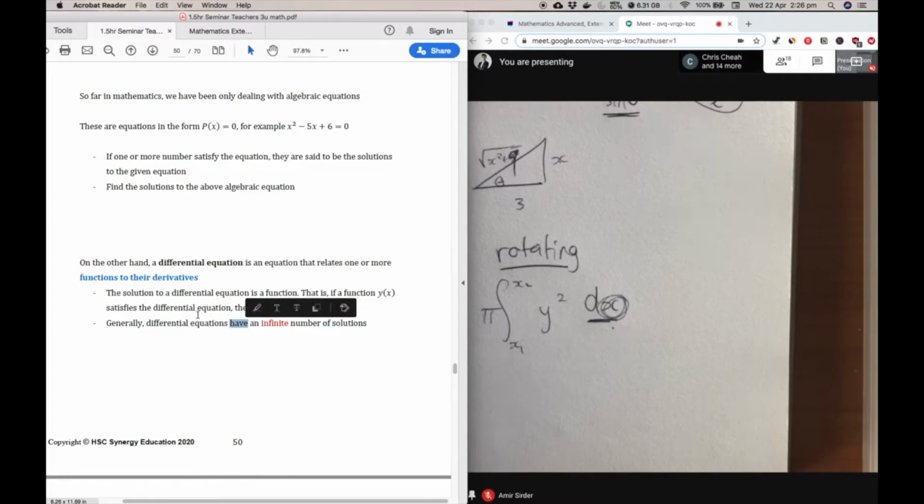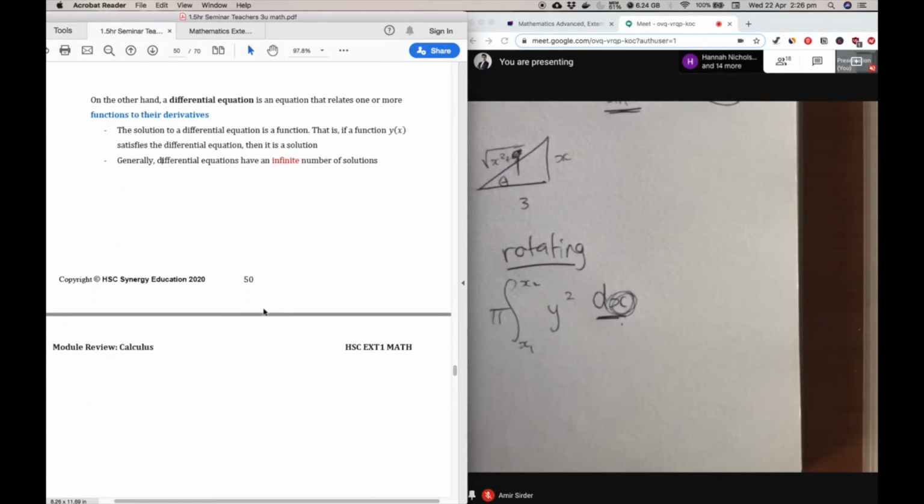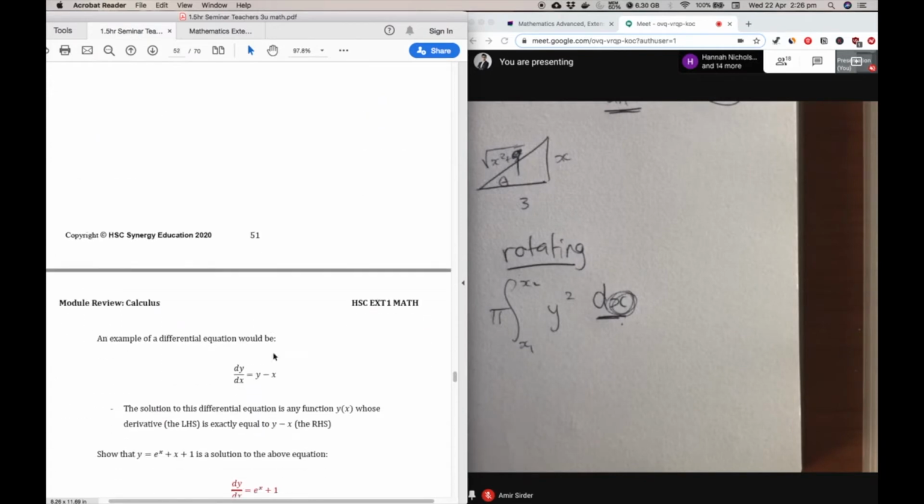So it's basically saying that there isn't one answer to a differential equation often, but instead the answer is actually a function, and that function has multiple answers. You could sub in any answers to satisfy that function. So we're going to go through some of that.